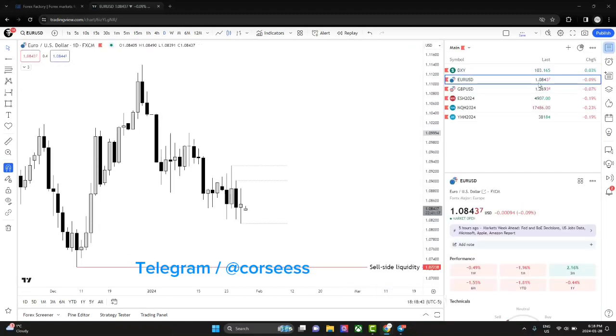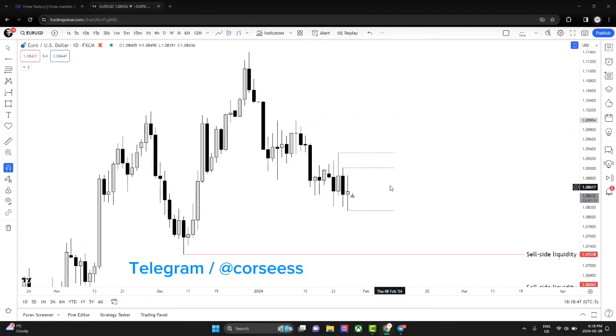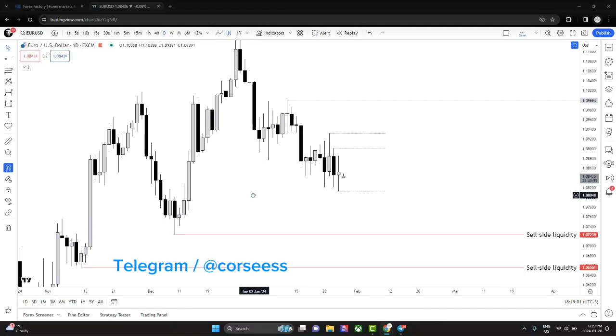Here is the euro dollar, right? So you guys can see anytime you see me highlight lows or highs with a red line, that's my draw on liquidity, where I expect price to go within the next 3 to 4 months. I expect price to head that way, right?